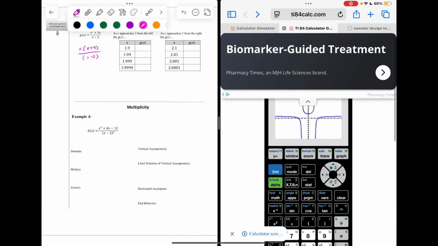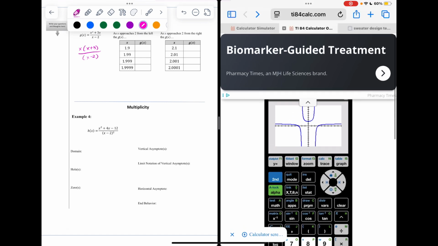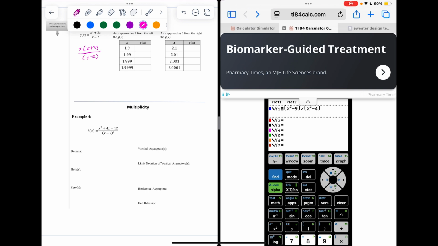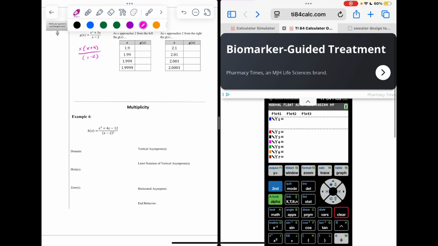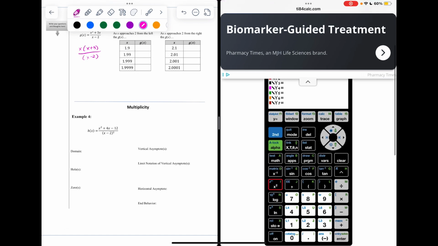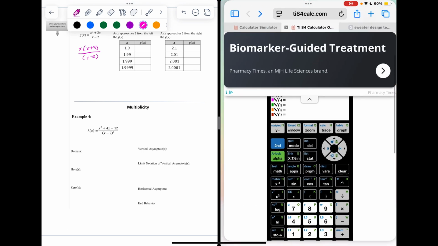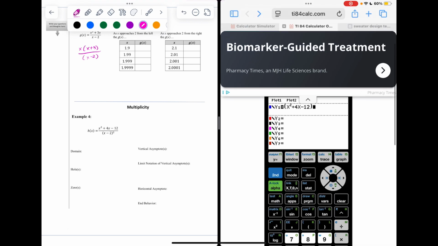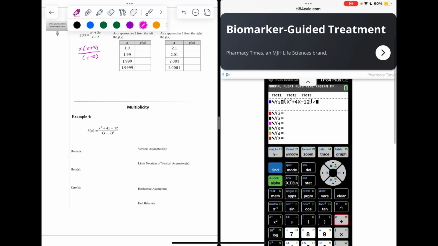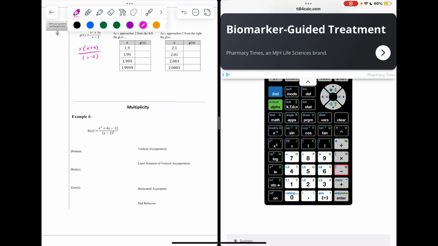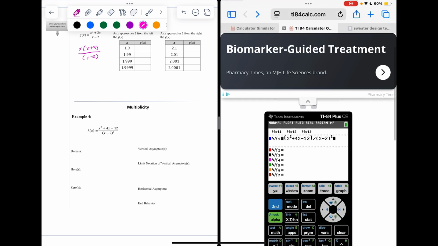Here we go. All right, let's look at y equals. And we're going to clear that out. So we end up with parentheses x squared plus 4x minus 12, divided by parentheses x minus 2 squared. Okay, that's what it looks like.